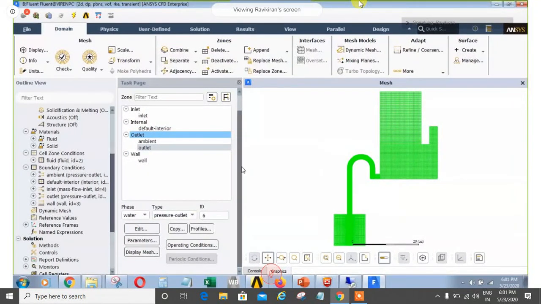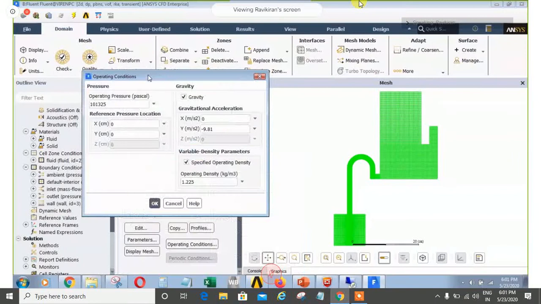Now the next setting, the key setting in this multiphase flow application, is nothing but the operating conditions. About pressure, you are aware. Then the gravity. In any multiphase flow application, we have to make sure that you opt for gravity correctly. Gravity is a necessary phenomenon in a multiphase flow application. And the next one is the specified operating density.